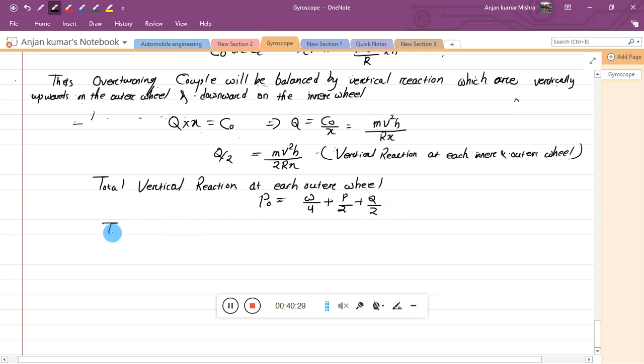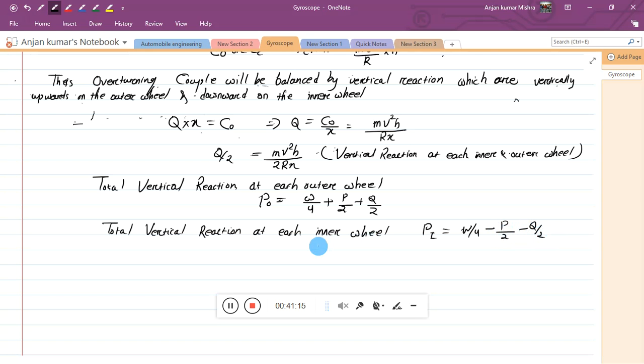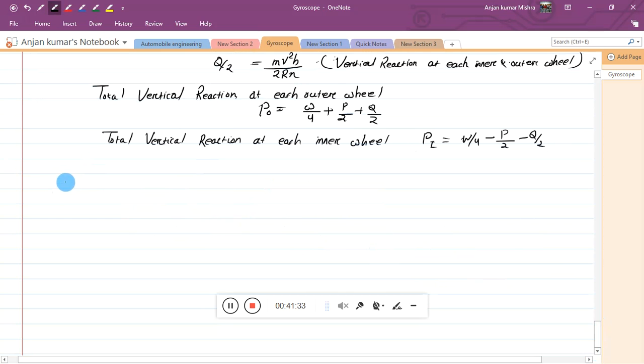Now if we derive the total vertical force at the inner side, what will it be? The total vertical reaction at each inner wheel, that is Pi, is W by 4 minus P by 2 minus Q by 2. These are the most important outcomes from this analysis, that is the combined effect of gyroscopic couple and the centrifugal force or centrifugal couple.